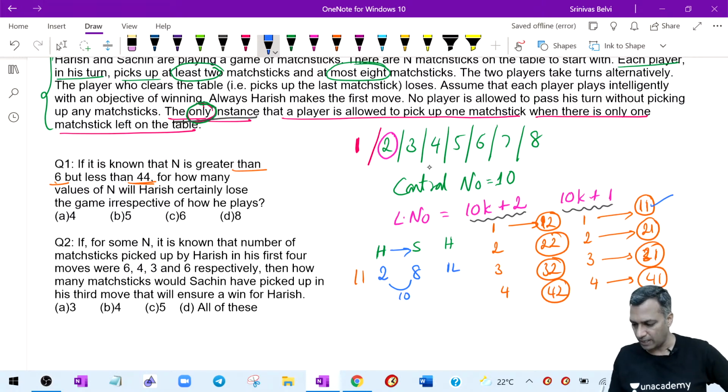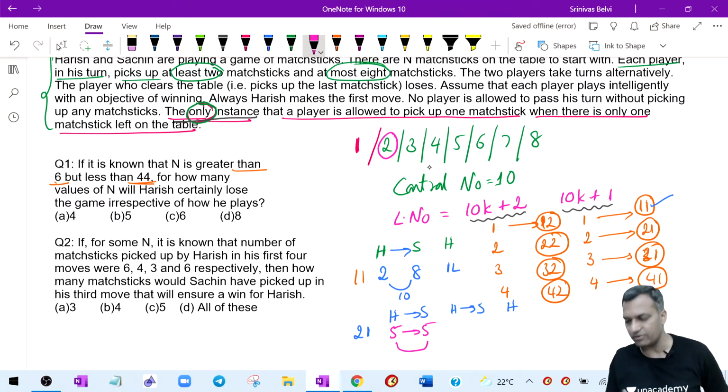And what if it is 21? Harish is seeing this as 21. Sachin controls it, and again Sachin controls it. Then Harish will come and lose this particular game. So you may say that Harish picks 5. Sachin also picks 5, controls it by making it 10. One set of 10 he has made.